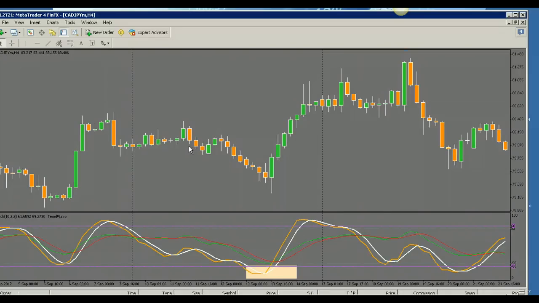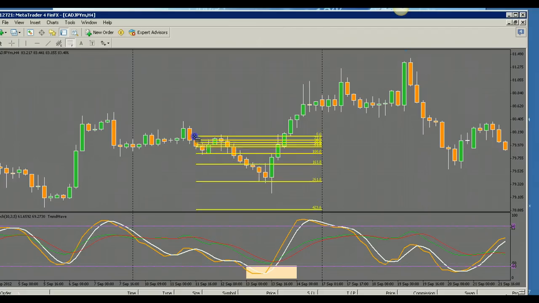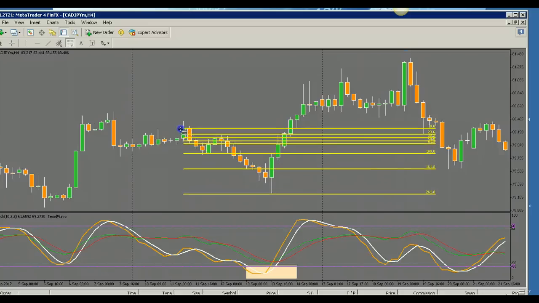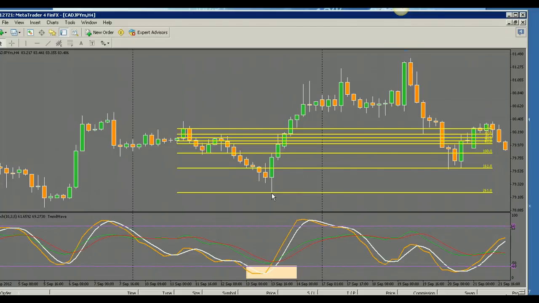Now I'm looking for a fib that would help me. So here's a swing low that was broken. So I draw a fib from the swing low up to the swing high, most recent swing high, and price almost to the pip stalled out at a 261 extension.